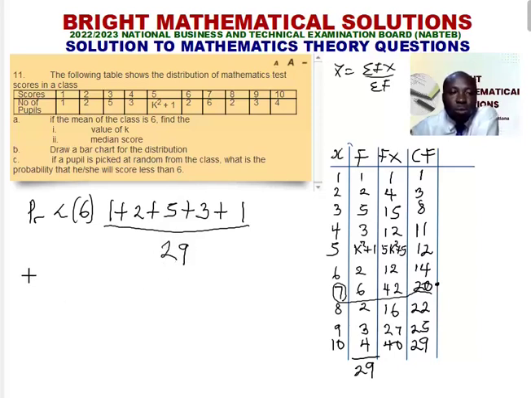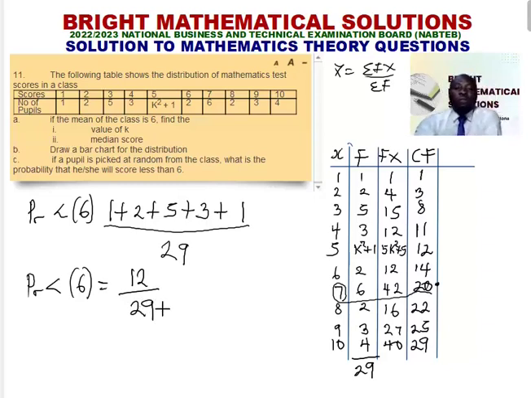So the probability of less than 6 will now equal 1 plus 2, that's 3. 3 plus 5, that's 8. 8 plus 3, that's 11. 11 plus 1, that's 12. That is 12 over 29. So that is the probability of less than 6.